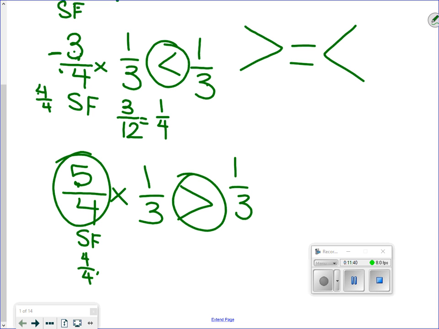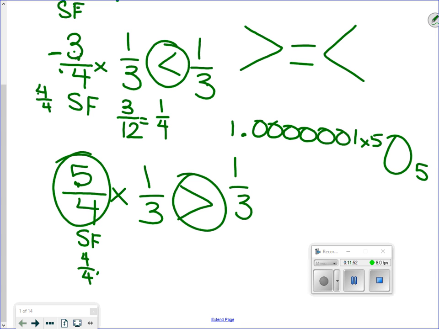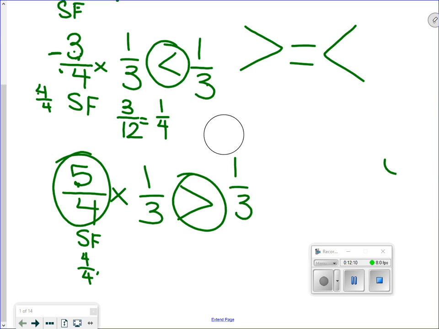Just like if I have 1.000001 times 5, it would be bigger than 5. Not a whole lot bigger, but still bigger. $5.01 is more than $5. Not a lot bigger, but still bigger. Greater is greater. Bigger is bigger. Okay?